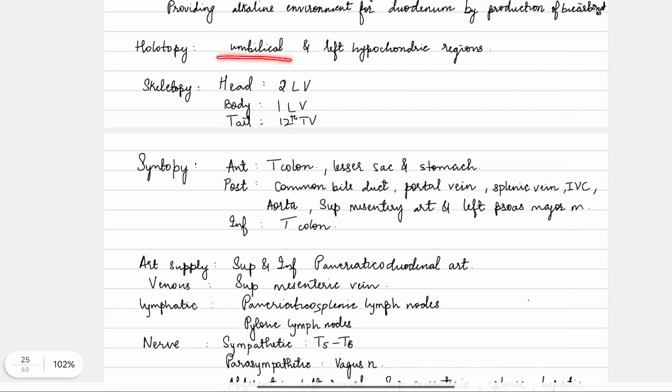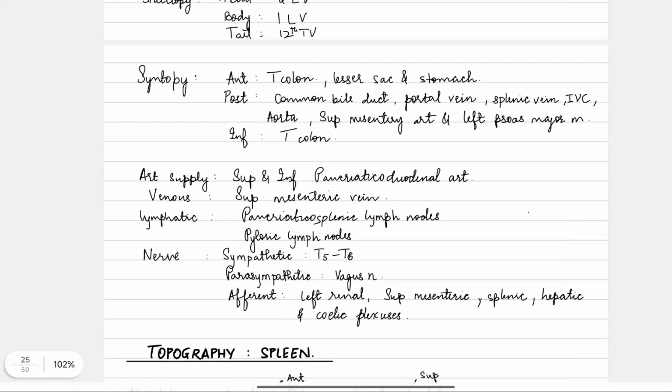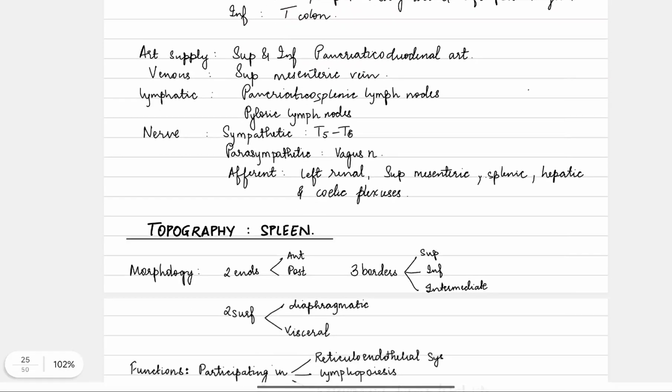Holotopy is umbilical and left hypochondric region. Head is at the second lumbar vertebra, body at the first and tail at the 12th. Syntopy: anteriorly transverse colon, lesser sac and stomach are present. Posteriorly common bile duct, portal vein, splenic vein, inferior vena cava, aorta, superior mesenteric artery and left psoas major. Inferiorly there is transverse colon.